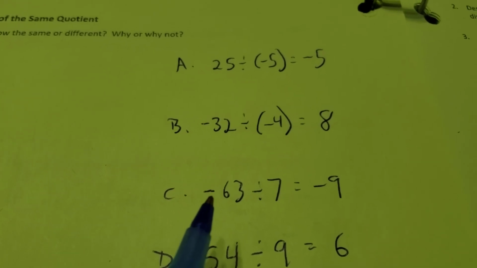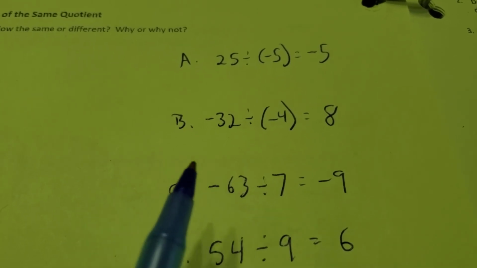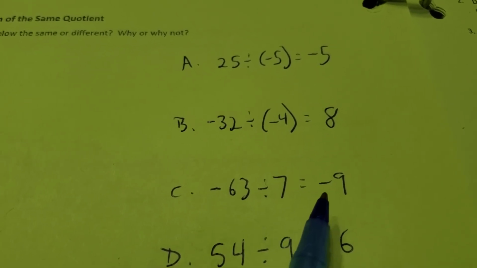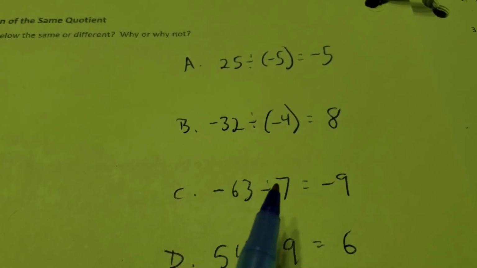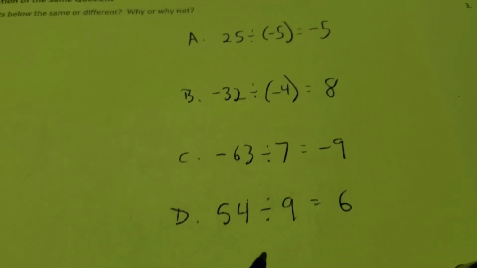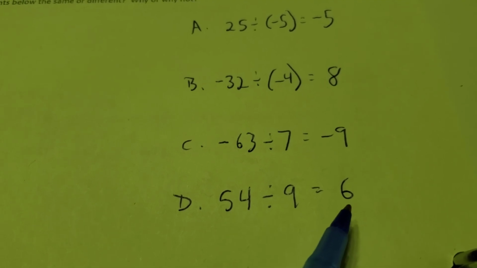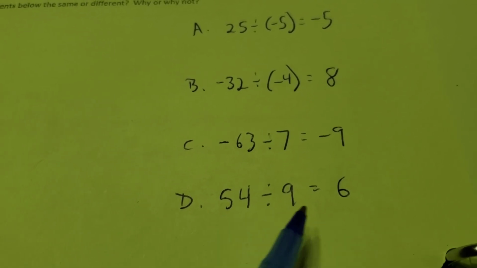Part C here, if I have negative 63 divided by positive 7, there's one negative sign in the problem, so it's a negative answer. 63 divided by 7 is 9. And 54 divided by 9 is 6. Those have the same sign, they're both positive, so it's positive.